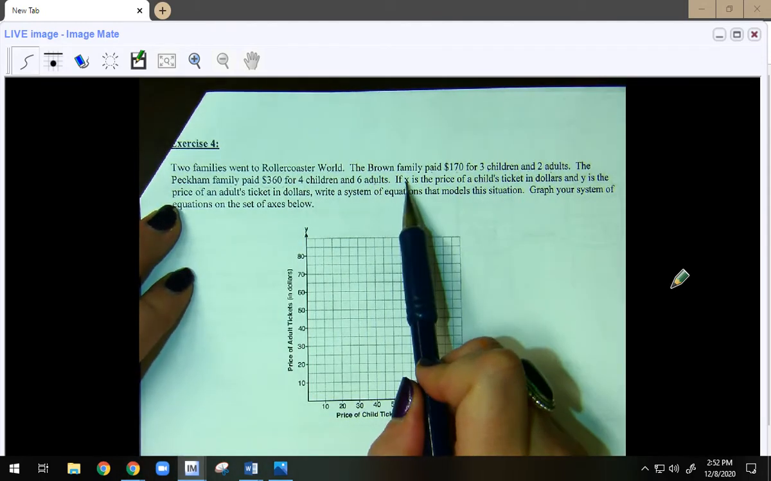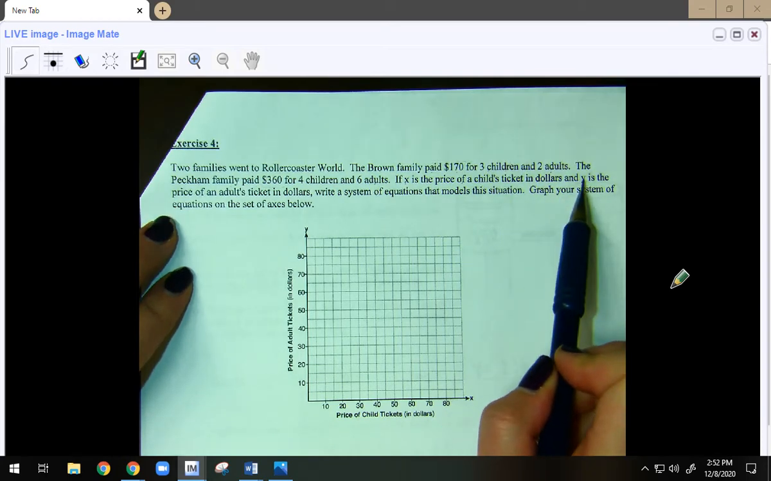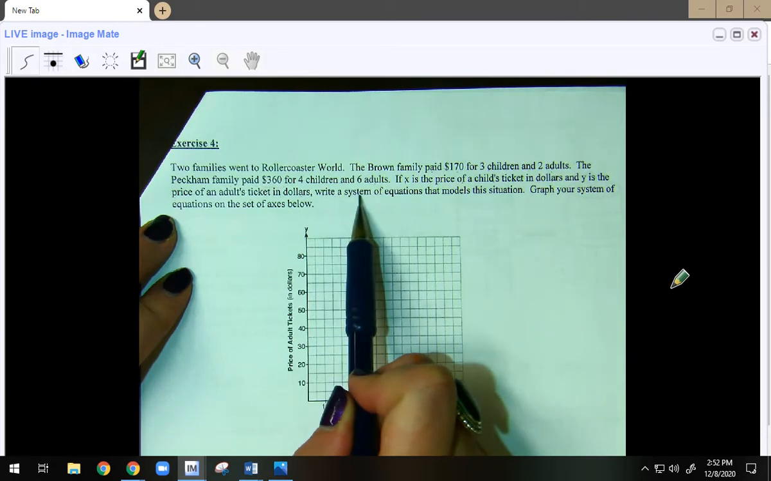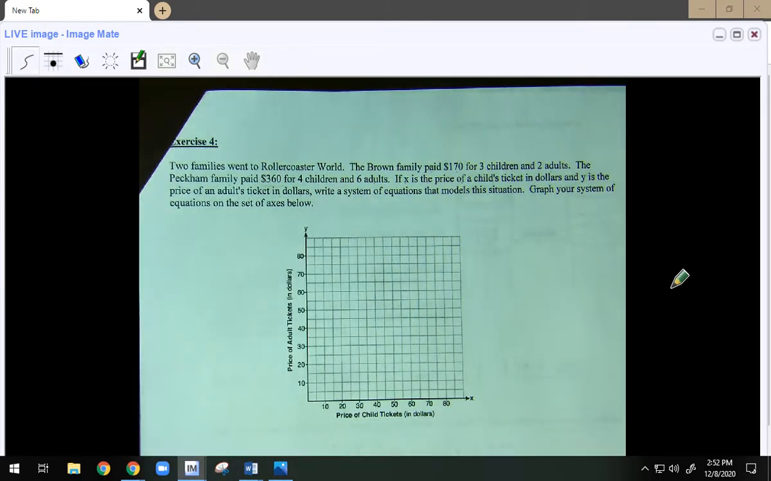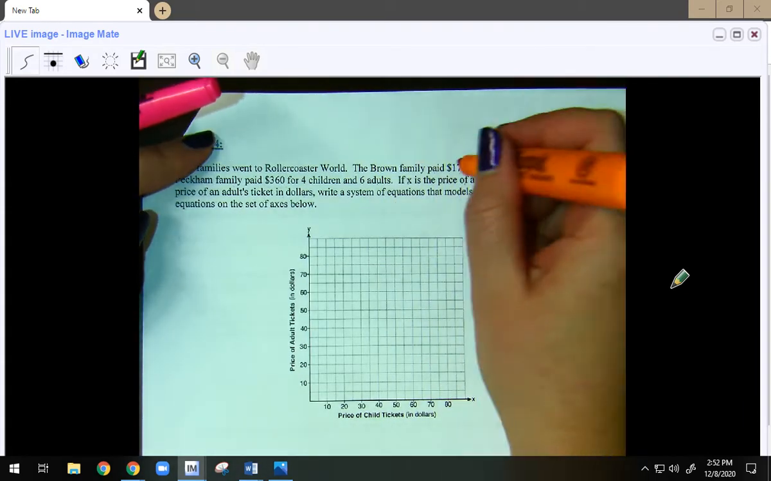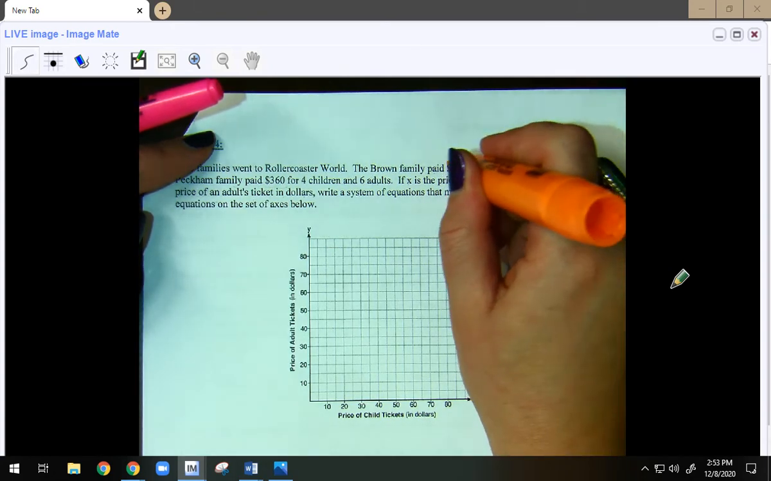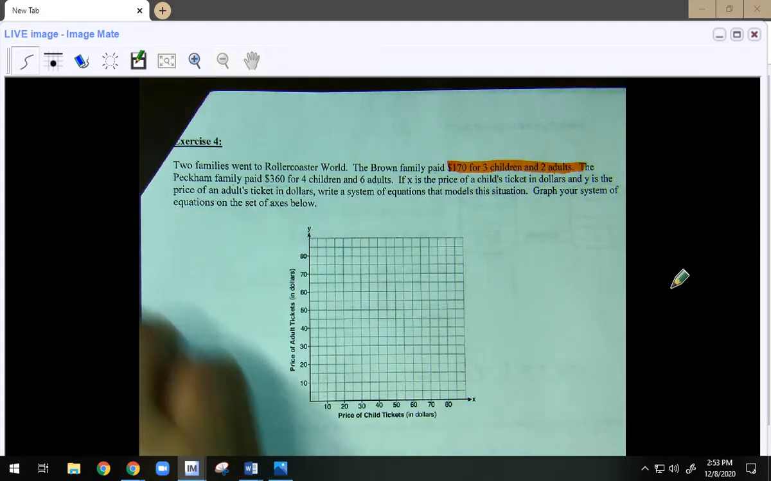If X is the price of a child's ticket in dollars and Y is the price of an adult's ticket in dollars, write a system of equations that models the situation. I need to decipher where my equations are. So I have the Brown family. Well, what did the Brown family buy? They have $170 for 3 children and 2 adults.